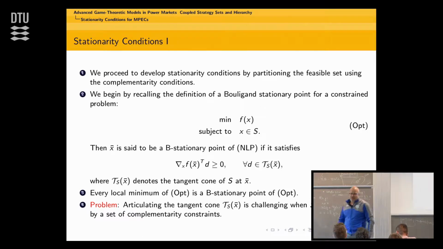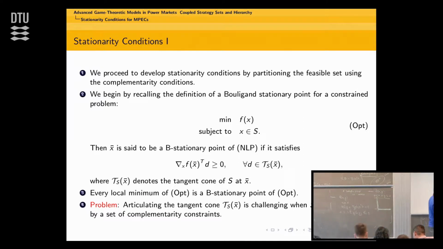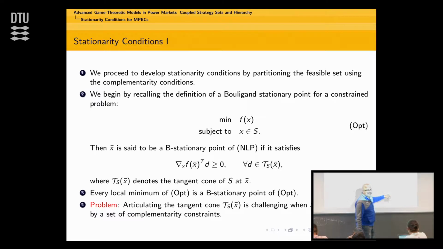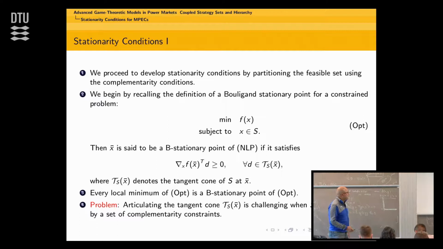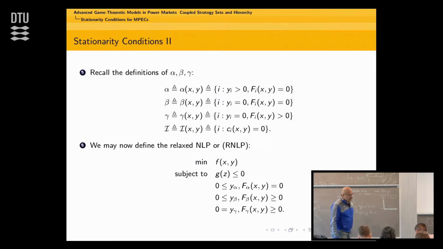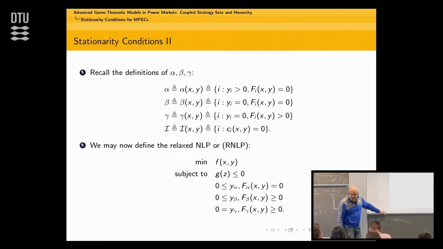That's perfectly okay, right? So the structure of the equilibrium constraints stays within the specification of the tangent cone. I couldn't care less what it is. But it should be articulated that articulating this tangent cone is indeed challenging when S is constrained by a set of complementarity constraints. So the way to deal with getting stationarity conditions when you explicitly characterize the constraints requires you to construct what is called a relaxed NLP.